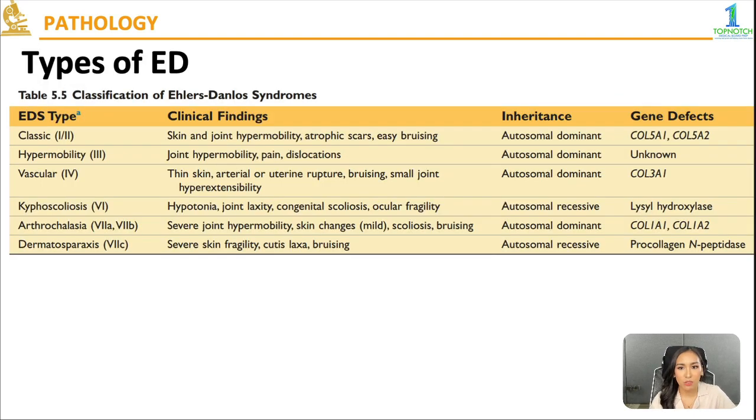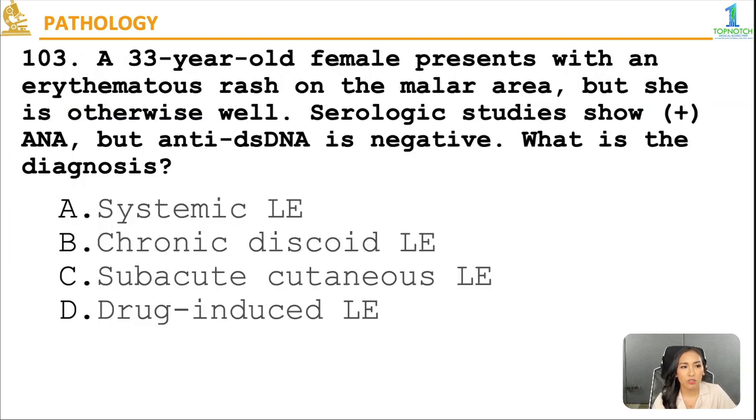So this table was taken from our Pathobible Robbins, and it summarizes the EDS types and their respective gene defects. So, I recommend that you just look at this table right before the patho exam because it's almost impossible to memorize. So, just take a peek before the exam, the night before the exam, para ma-store nyo siya sa short-term memory. Okay, let's go to 103.